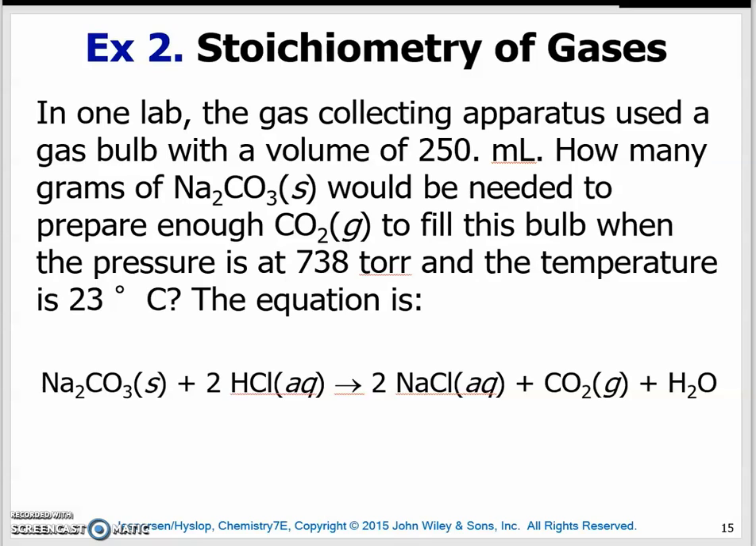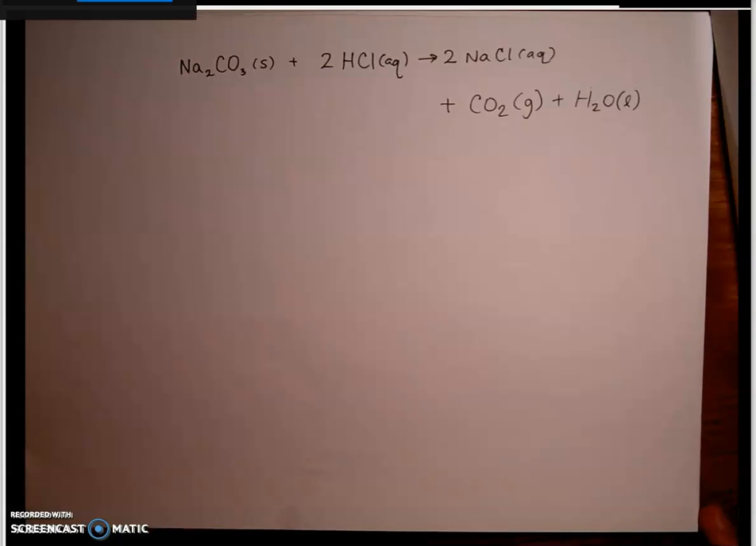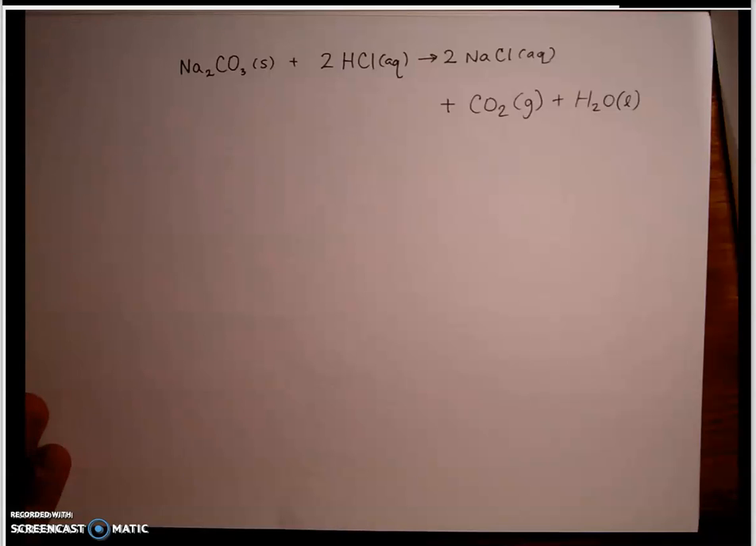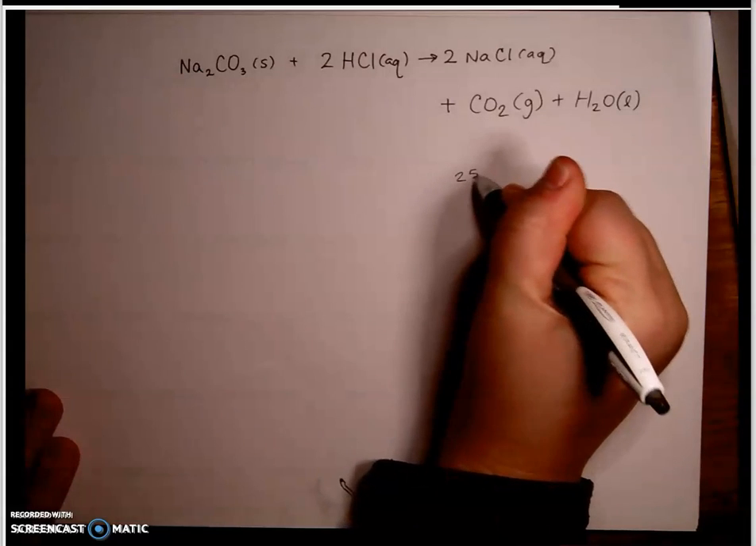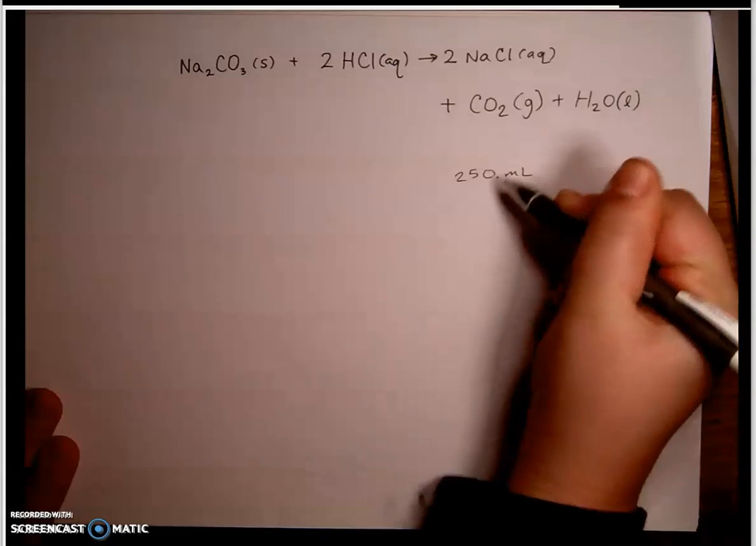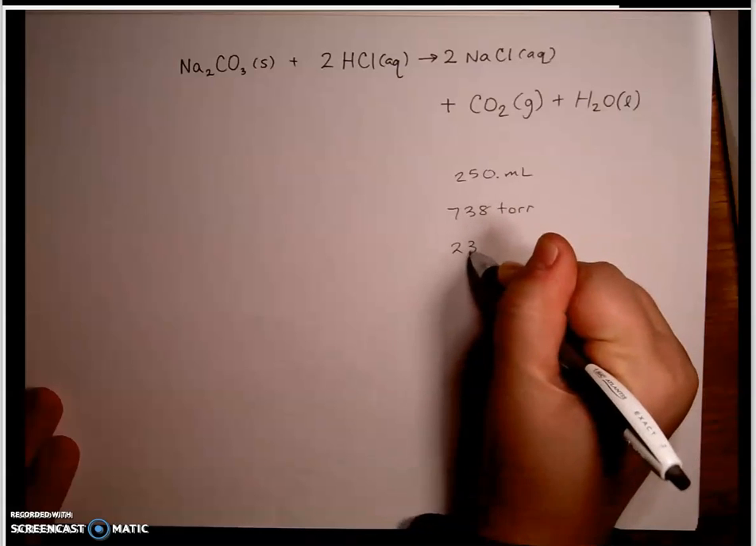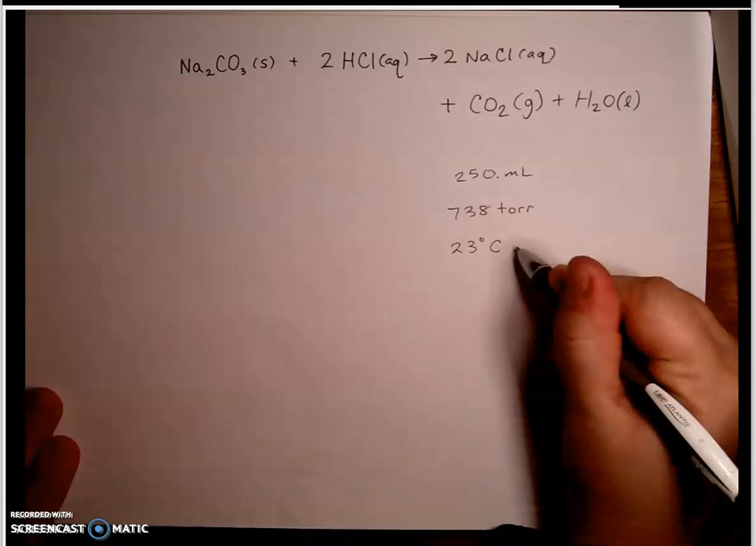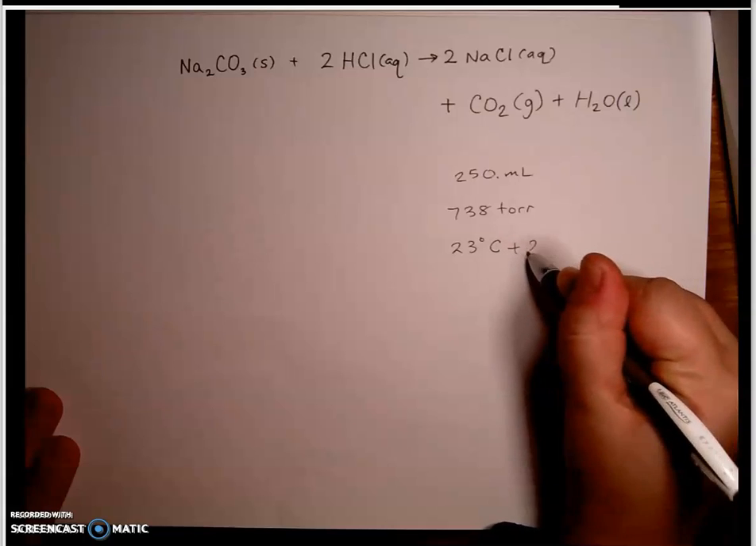So I'm going to do this on paper. Since there's a few steps, I've kept the reaction here. So we have sodium carbonate plus HCl yielding our products. Let's just write out some of the stuff from the problem. All of our information is pretty much about carbon dioxide. We're given its volume, its pressure, its temperature. Let's convert the temperature to Kelvin, since we know we have to do that right away.